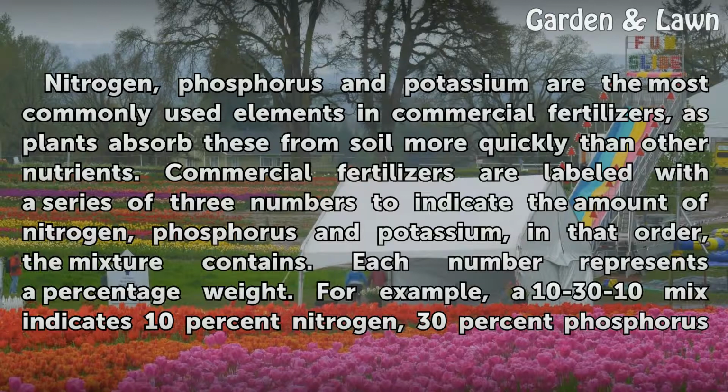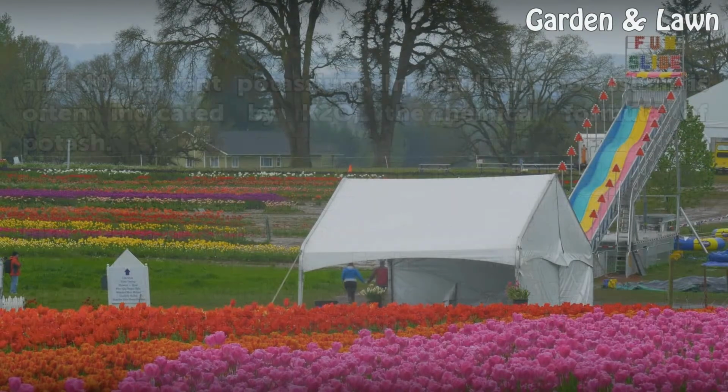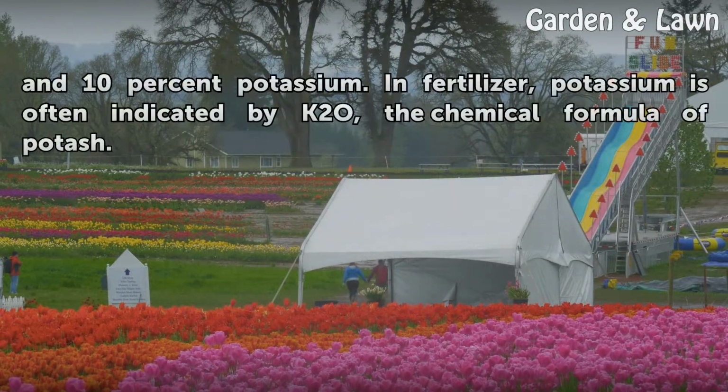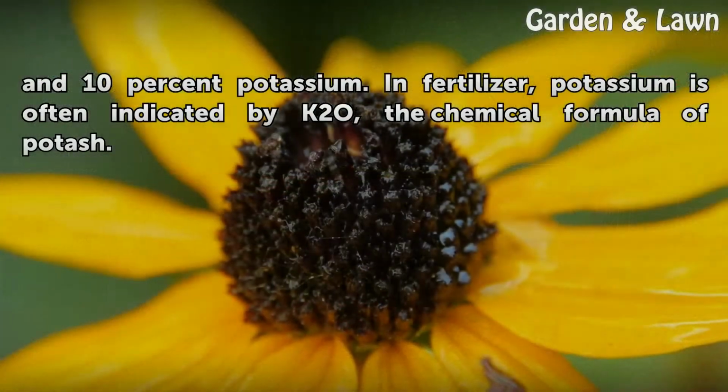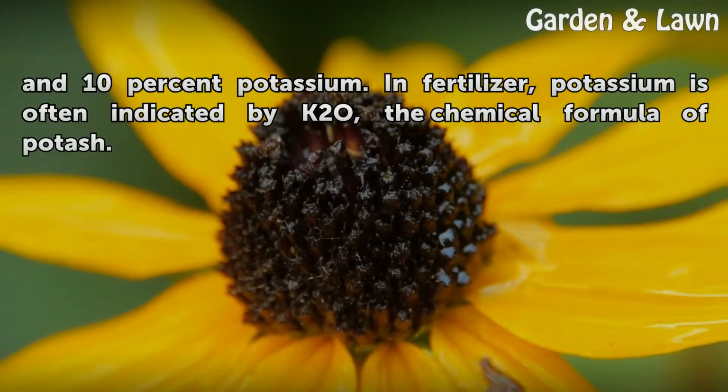Each number represents a percentage weight. For example, a 10-30-10 mix indicates 10% nitrogen, 30% phosphorus and 10% potassium. In fertilizer, potassium is often indicated by K2O, the chemical formula of potash.